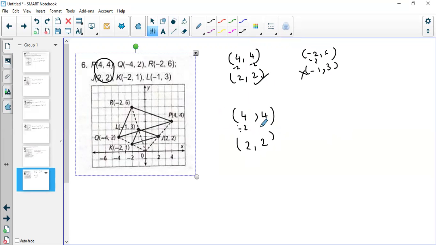So 4 divided by 2 is 2. 4 divided by 2 is 2. Let's check whether that rule applies for the other coordinates too. So negative 2 divided by 2, will that give you negative 1? Yes. 6 divided by 2, will that give you 3? Yes. So something to do with 2. Now we are going to divide the value of x by 2.